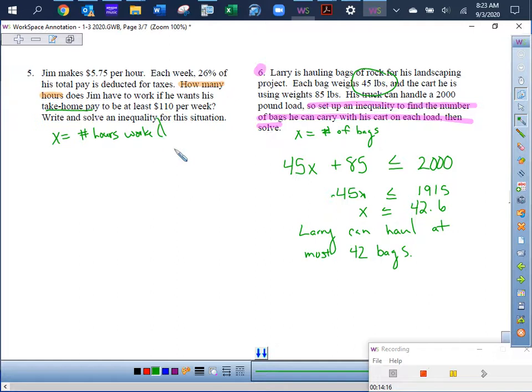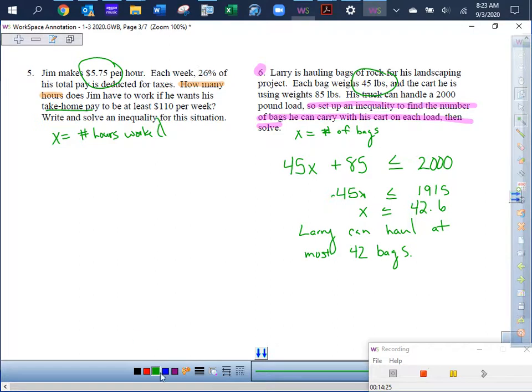And there's 2 ways to set this up. But what makes it challenging is that he's not just getting paid $5.75 per hour. They got to take some money away. So I'll do it the long way the first time, and I'll do it the short way the second time. See which way you like better. It's your choice.